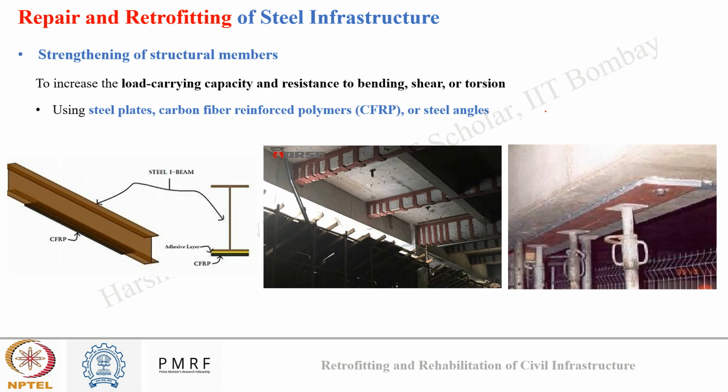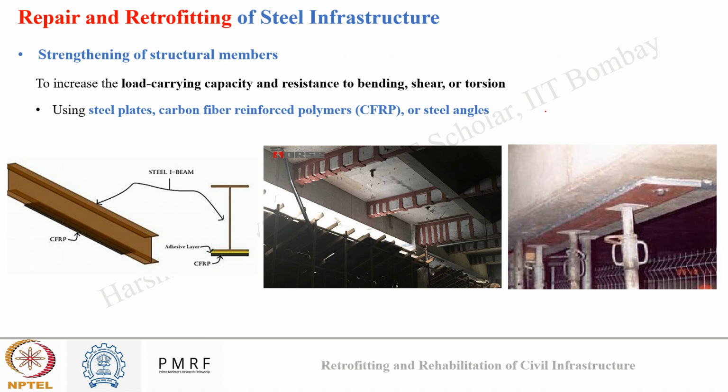So the first one is strengthening of steel of the structural element. This is done to increase the load carrying capacity and resistance to bending, shear, or torsion. And this can be done either by using steel plate, carbon fiber reinforced polymer, or steel angles. As we have seen in the concrete retrofitting part also, the same discussion is here. So you can see in the images some of these examples.